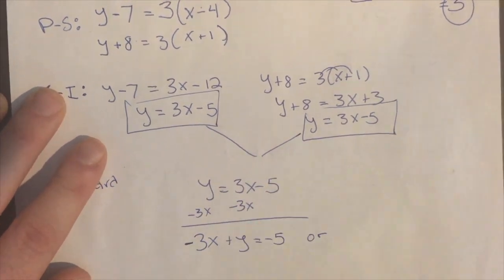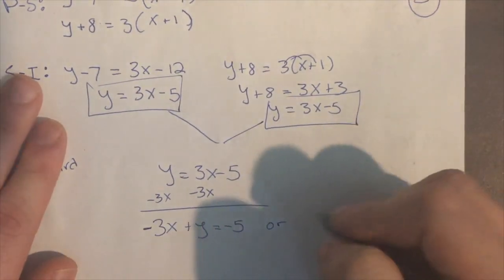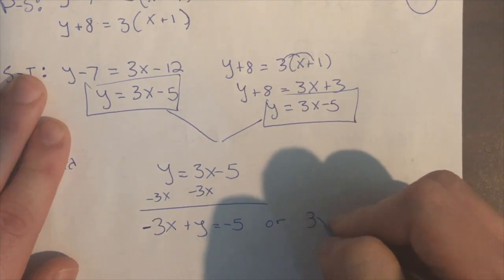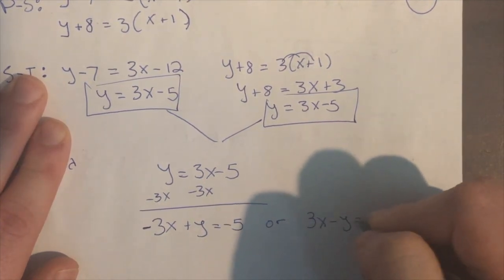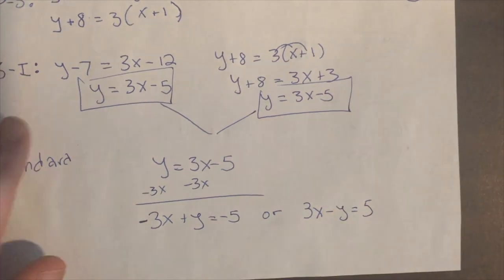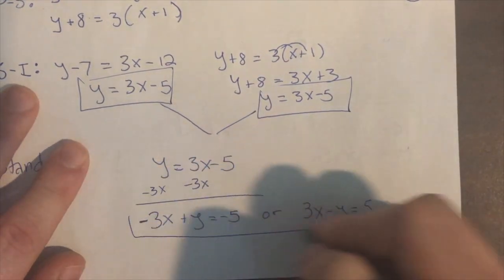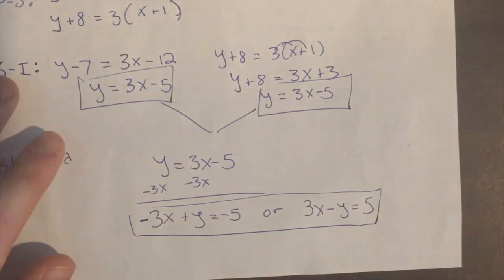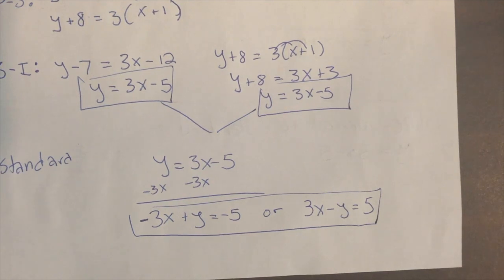Or, depending on how picky people want to be, 3x minus y equals positive 5, right? Either way will work. I would accept either one because those are equivalent equations, okay? Those are equivalent to one another. And, you know, we might have even seen this at some point in the video. Go figure.